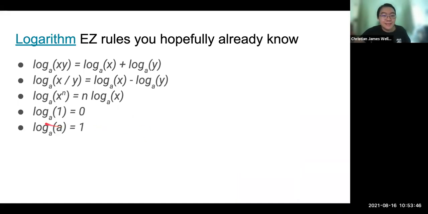Next up, some simple things: if you take log base a of 1, that's 0, and that's really because a power 0 is equal to 1. Okay, and similarly here, log base a of a equals 1.